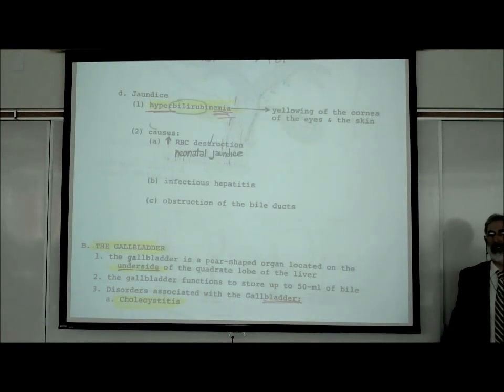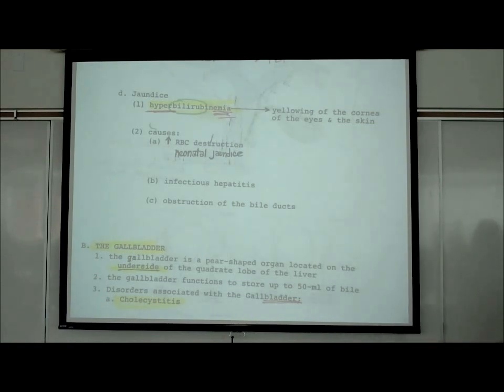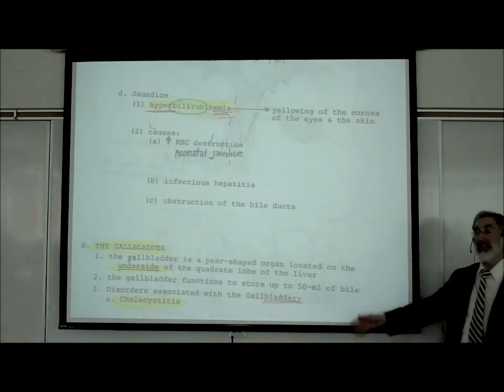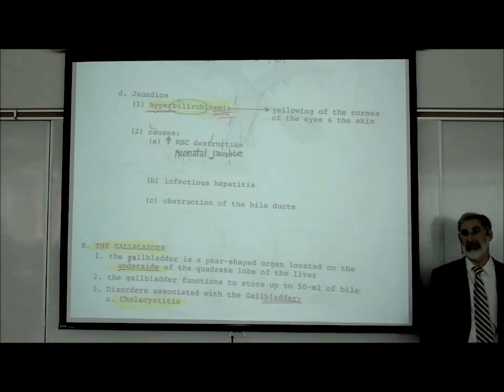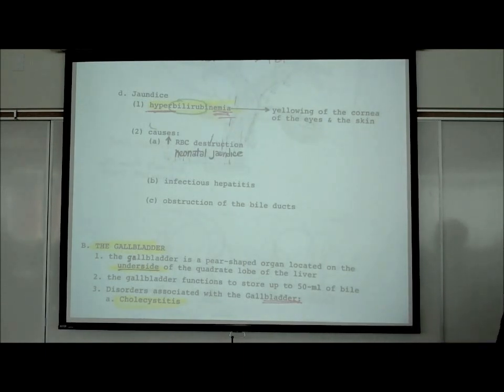Did the doctor seem overly concerned? No. What if they didn't do anything? Probably nothing. It would basically adjust on its own. This is just part of the increased red blood cell breakdown that happens at birth. It happens in all babies. It's never a risk.